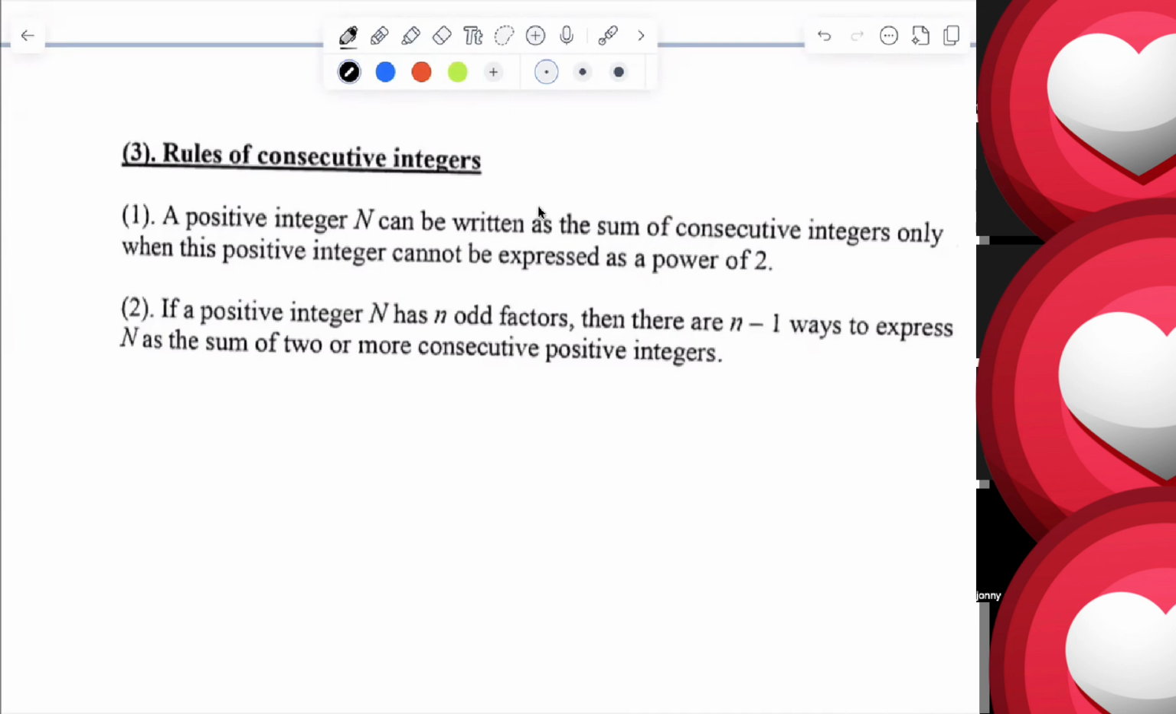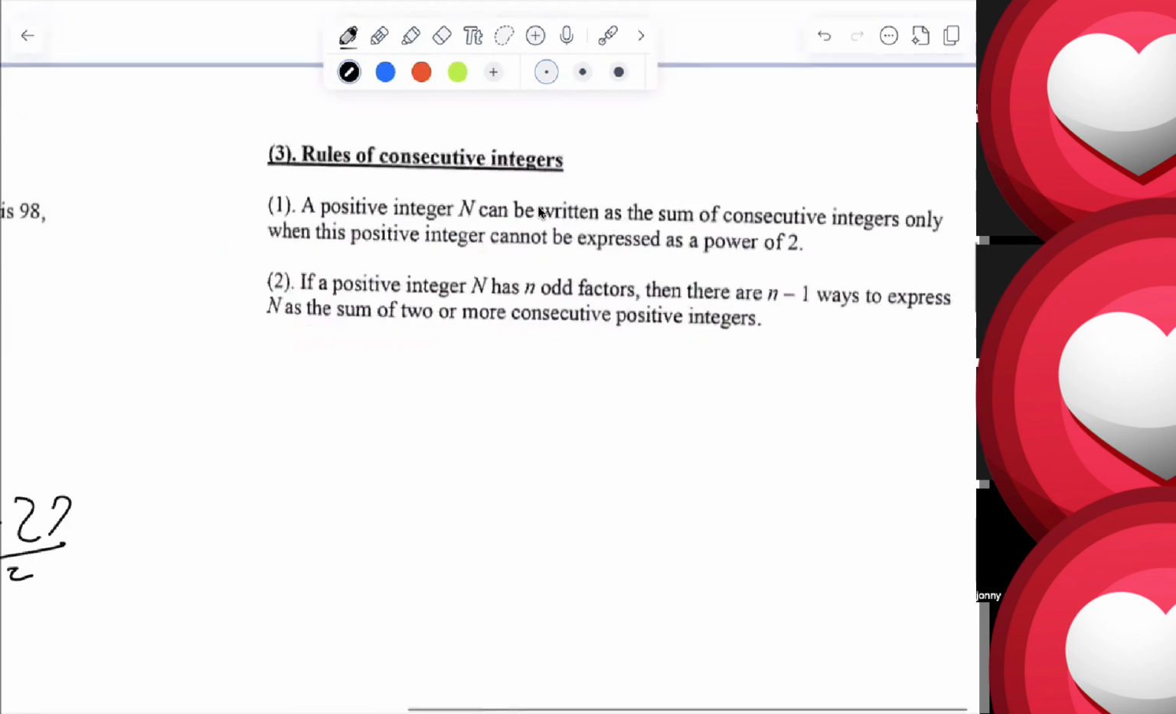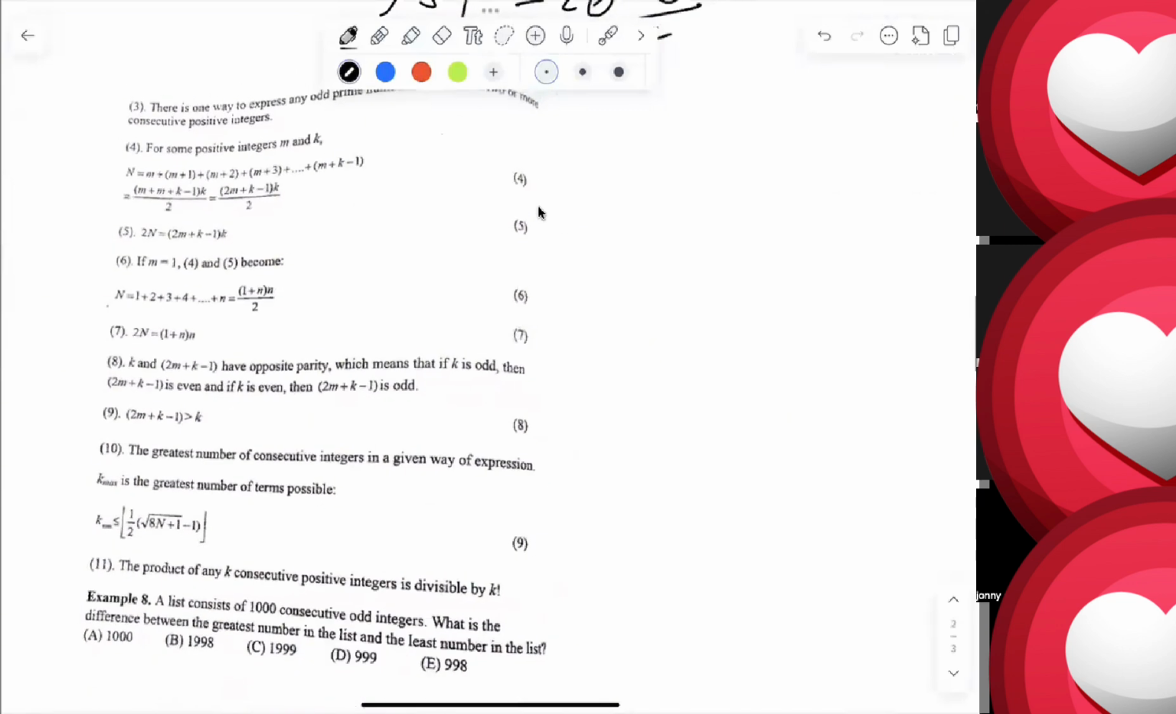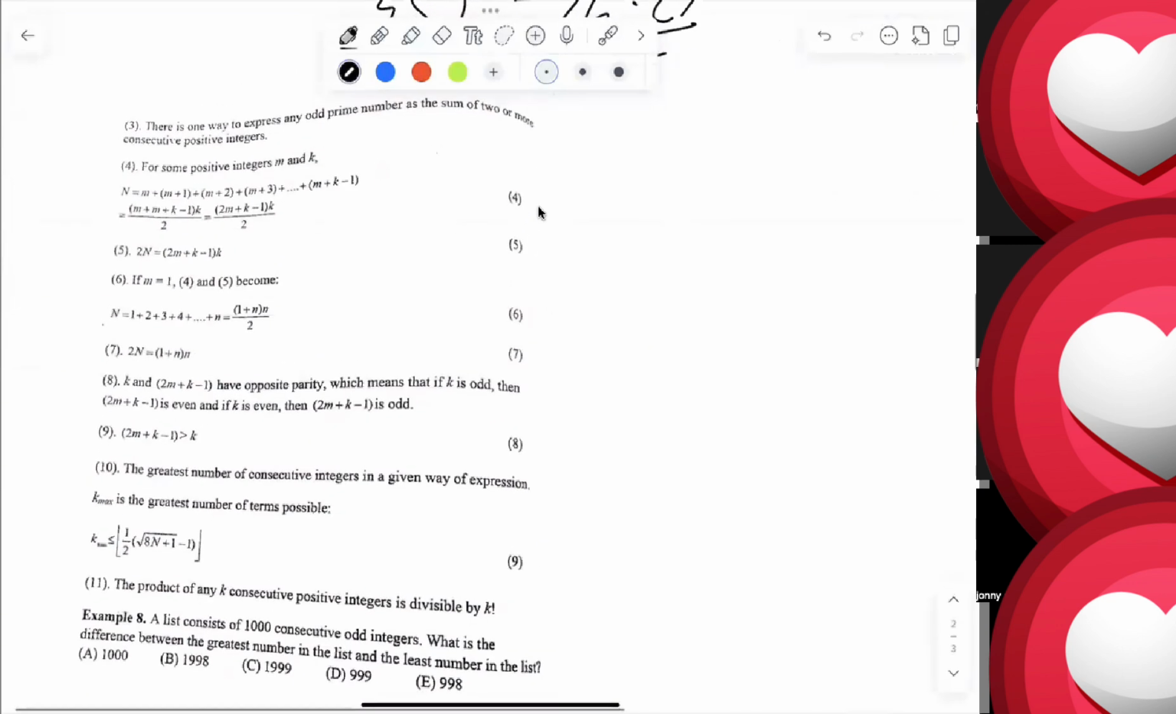If a positive integer n has n odd factors, then there are n minus 1 ways to express n as 2 or more consecutive positive integers. For example, a 3 odd prime as a sum of 2 consecutive positive integers, and so on. And it just gives you some formulas.